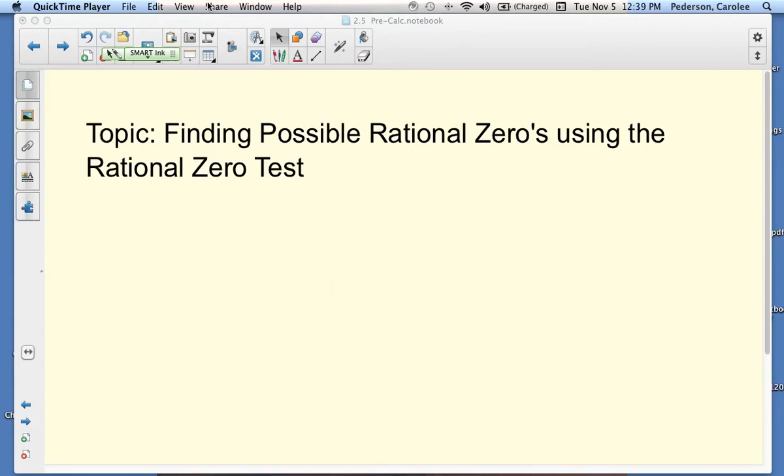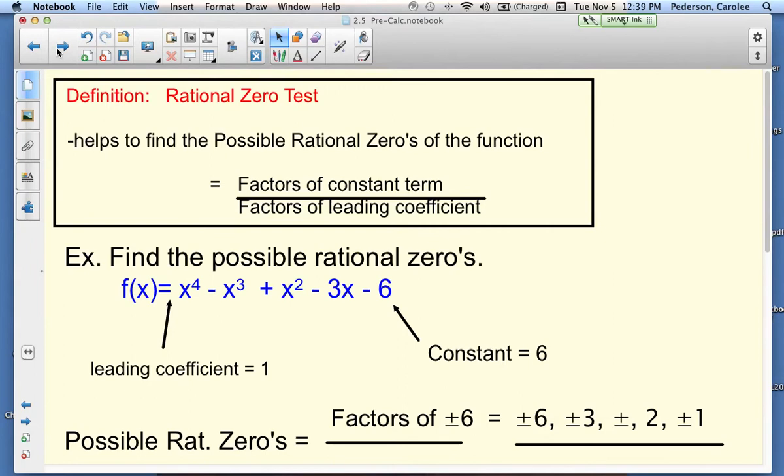This is finding the possible rational zeros using the rational zero test. So the rational zero test, I would recommend that you write down this entire slide. You want to pay particular attention to how to use the rational zero test. You're going to take the factors of the constant term divided by the factors of the leading coefficient.